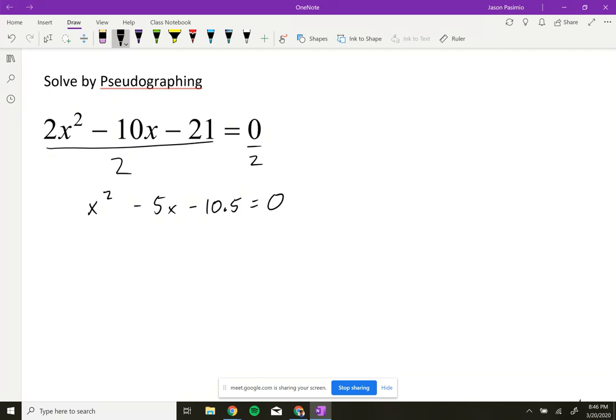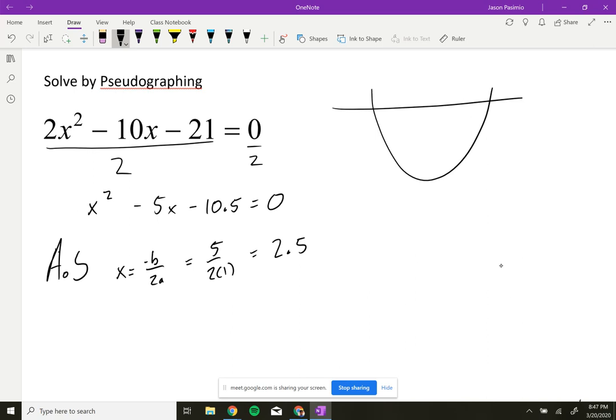Now we remember that when I do this, I want to start off by finding the axis of symmetry, which is x equals negative b over 2a. So that would be positive 5 over 2 times 1. So the axis of symmetry is at 2.5. Drawing in my fake little picture here, I know that this right here, there's my axis of symmetry at 2.5. And now I want to find this dot right here.